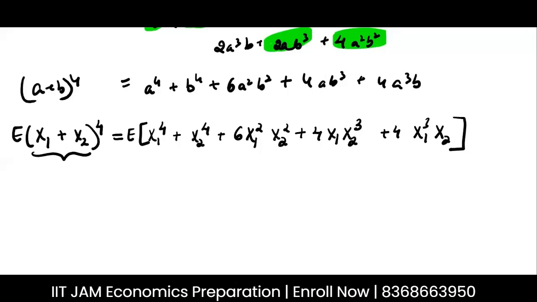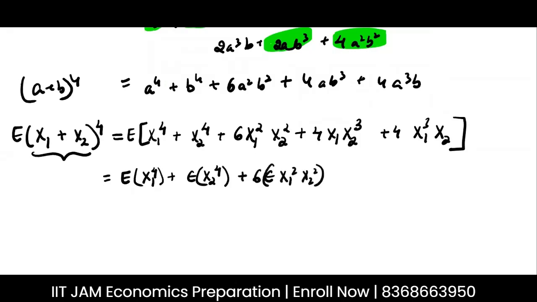So if we further solve this, this is going to be expected value of x1 to the power 4 plus expected value of x2 to the power 4 plus 6 expected value of x1 square x2 square, plus 4 expected value of x1 x2 cube plus 4 expected value of x1 cube x2.